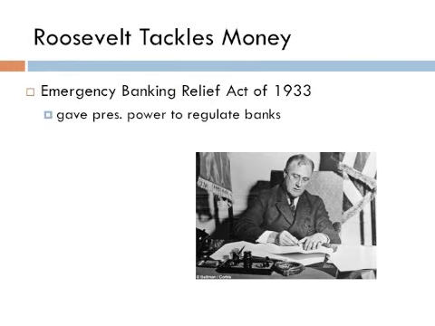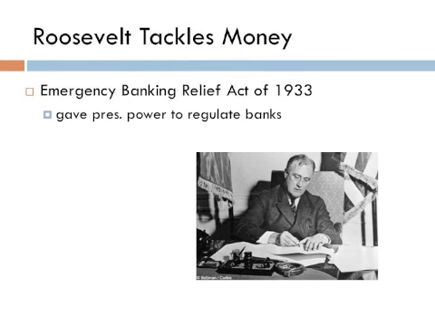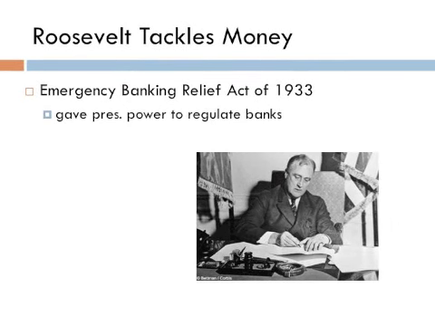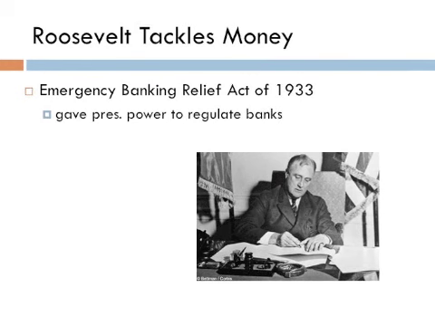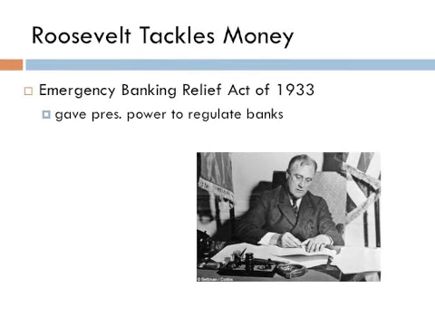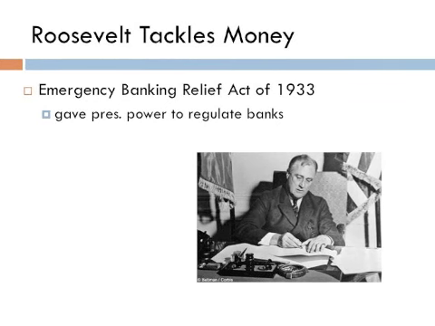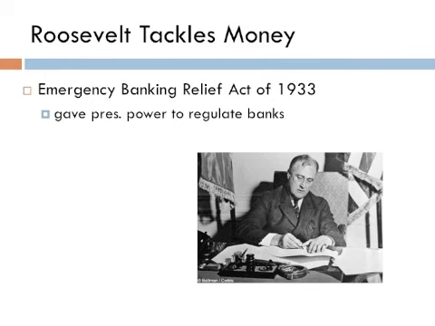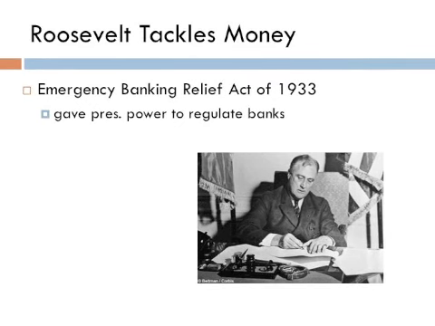The first thing that FDR does when he comes into office is he tries to stem the bleeding of the banks. In other words, he's trying to keep as many of these from closing as have in the years previous. So he signed something called the Emergency Banking Relief Act in 1933, which basically gave him the power to regulate banks in an attempt to keep as many from closing as had.